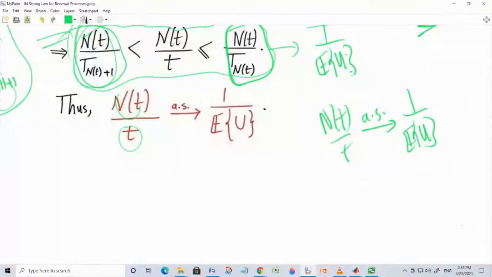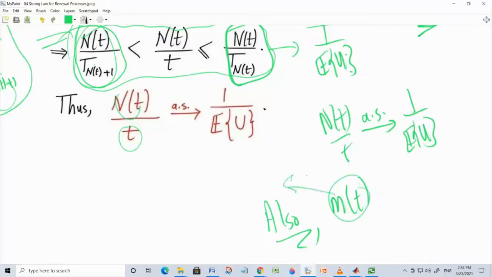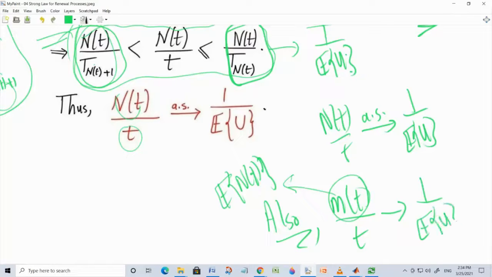Okay, so this is something. Also, small n of t. Remember this thing here, it is the expected value of n of t. Also, small n of t over t converges to 1 over the expected value of u as t goes to infinity. So we also have this result, and we need to prove it.